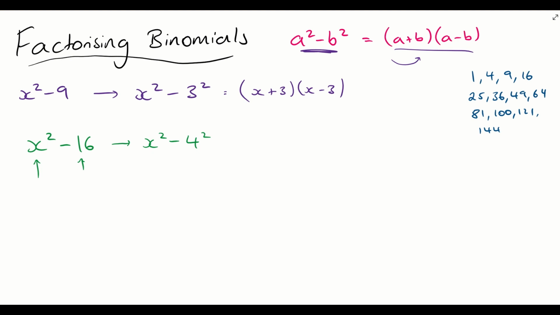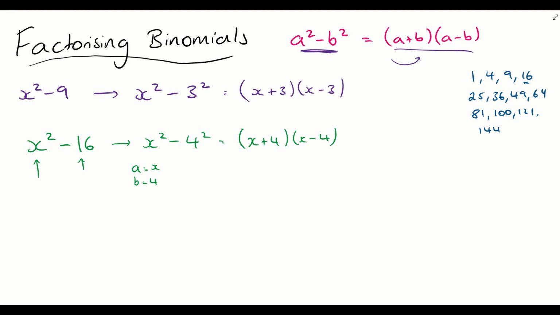So here, instead of a 16, which is one of our magic square numbers, I'm just going to write 4 squared. And well, now my a is equal to x and my b is equal to 4. So I can just put that straight into my brackets, my formula on that right-hand side. So I get x plus 4 times x minus 4.